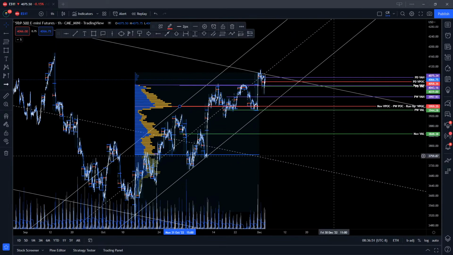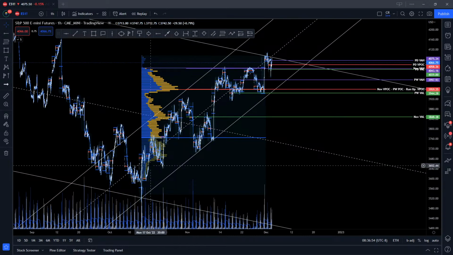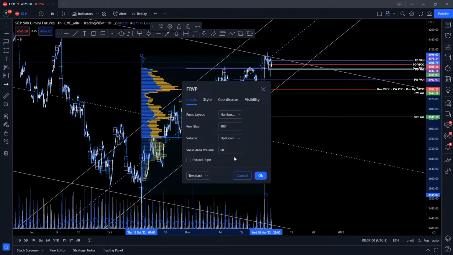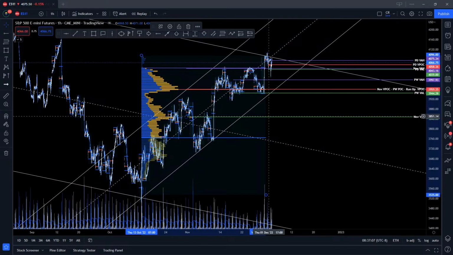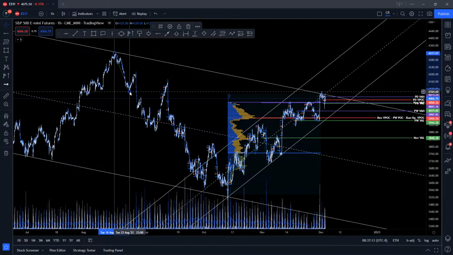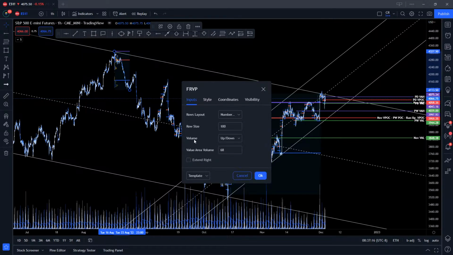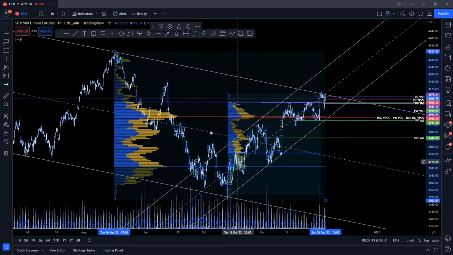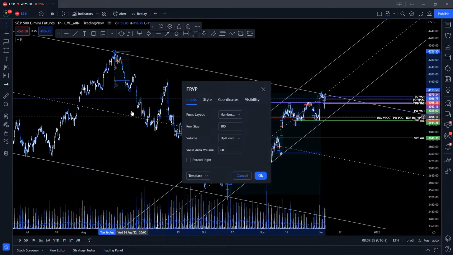So again, when you're using fixed range volume profile, actually, I should go over the fixed range volume profile settings really quickly because this is important. You want to make sure you do not have extend right turned on. If you do, I'll show you an example. If I was to grab this range here and then I turn on extend right, instead of taking the range that I selected, it's taking the beginning of my range all the way to the right. So it's grabbing all the data from here forward and not the data that I actually selected.